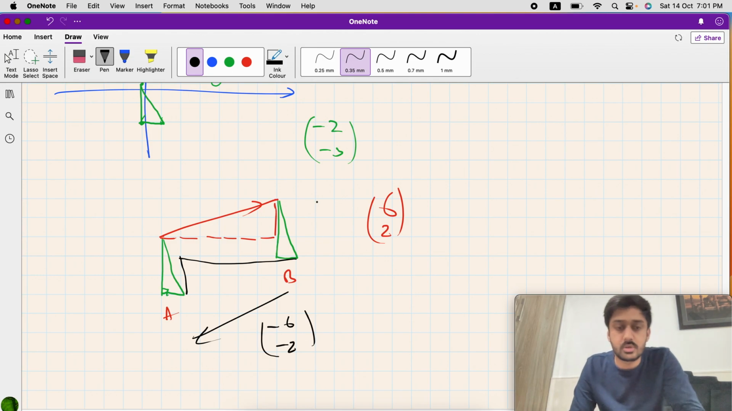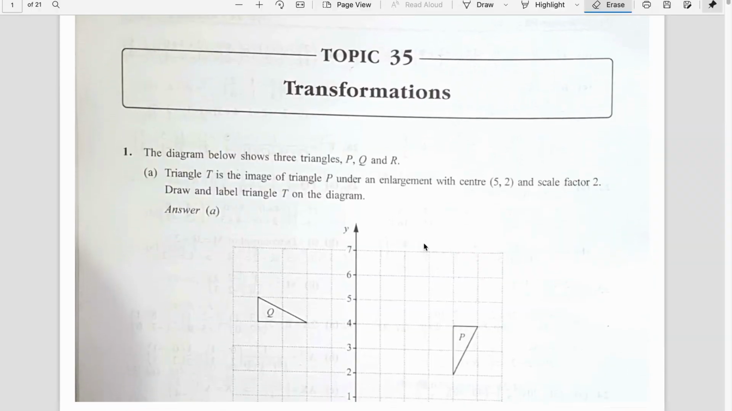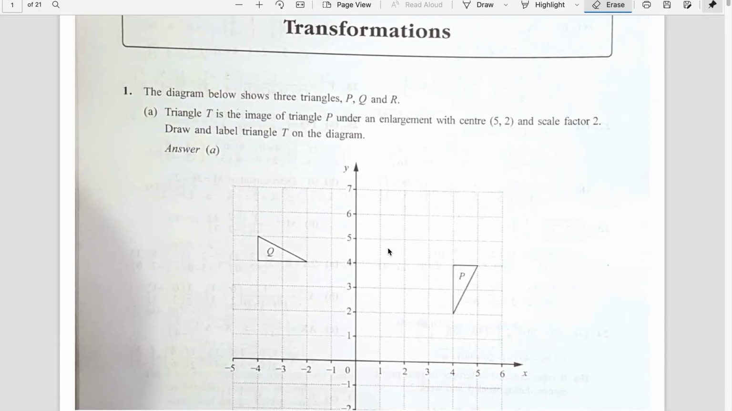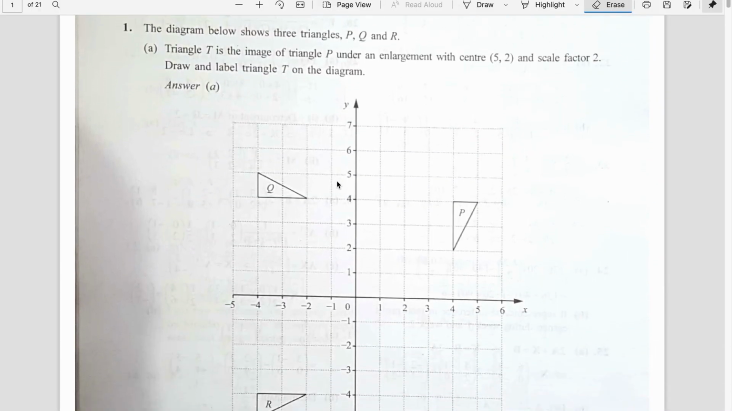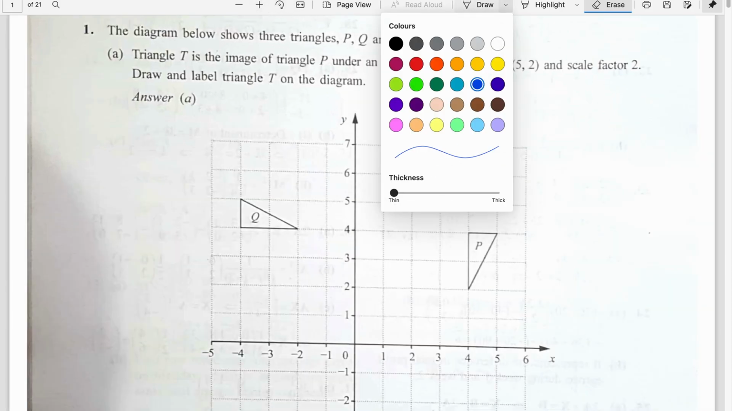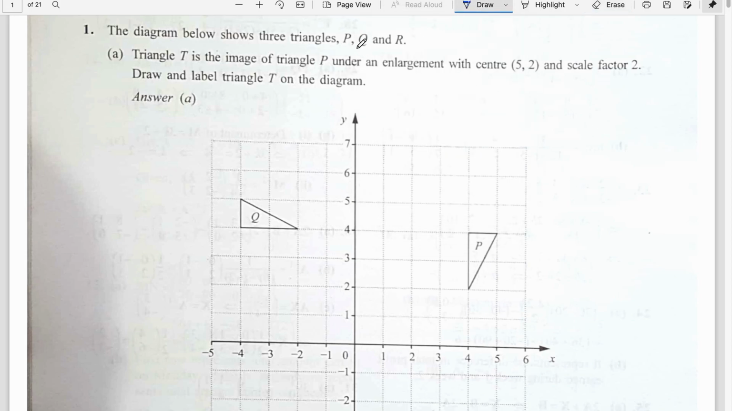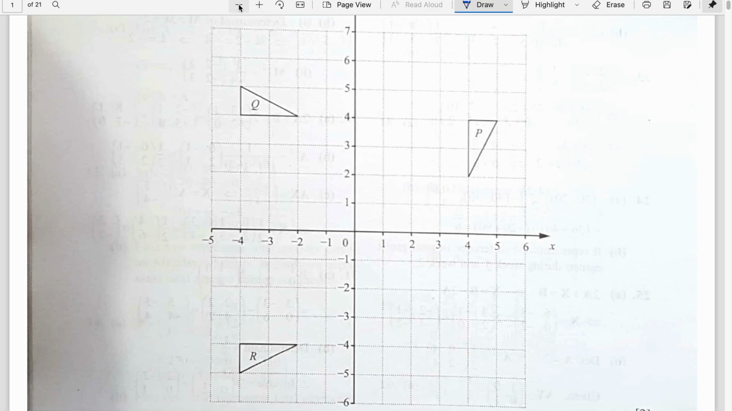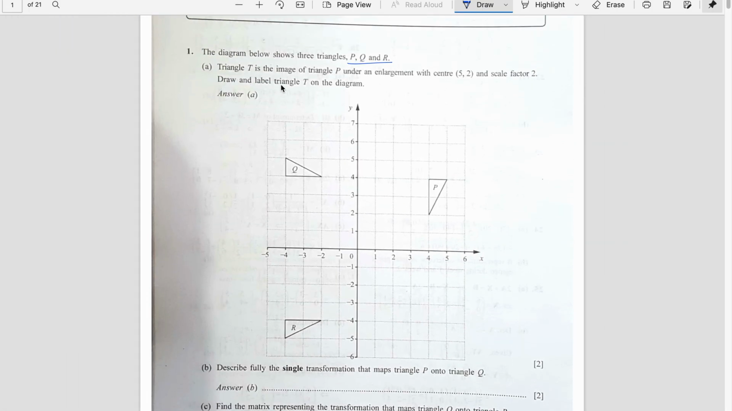Now let's move on to some questions from past papers. Let's try these questions. These are scanned copies of past papers. The diagram below shows three triangles P, Q, and R. So P, Q, and this is R. Triangle T is the image of triangle P under an enlargement. Center is 5, 2. So this is x 5, y 2. This is the center of enlargement, and we have to enlarge P with the scale factor of 2.